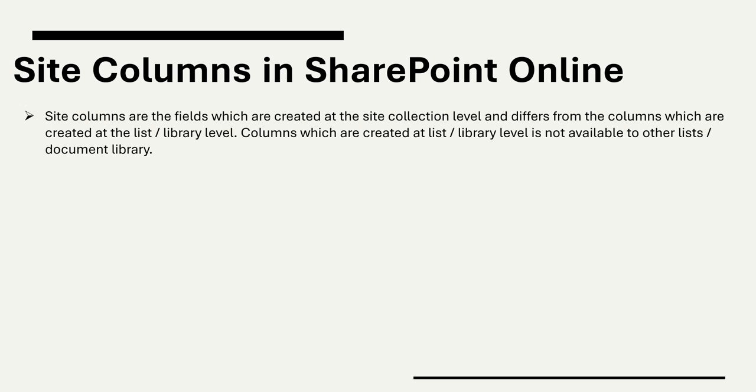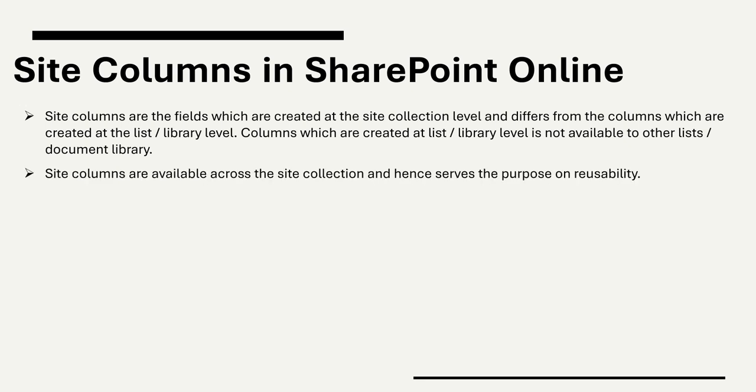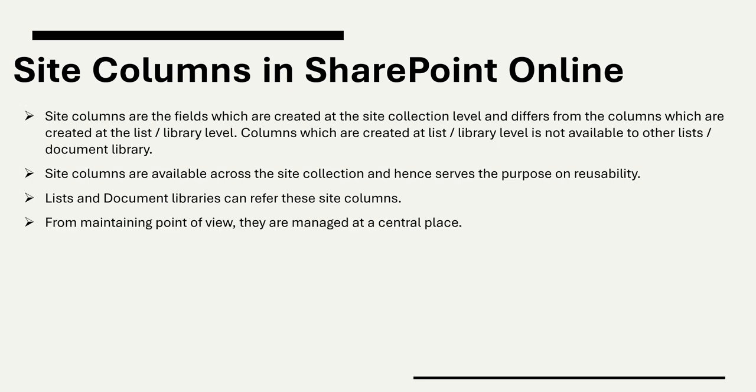Site columns are the fields which are created at the site collection level, and that differs from the columns or fields that are created at the list or document library level. The columns created at the list or document library level are not available to other lists and document libraries. The site columns, however, are available across the site collection and hence serve the purpose of reusability. Lists and document libraries can refer to these site columns.